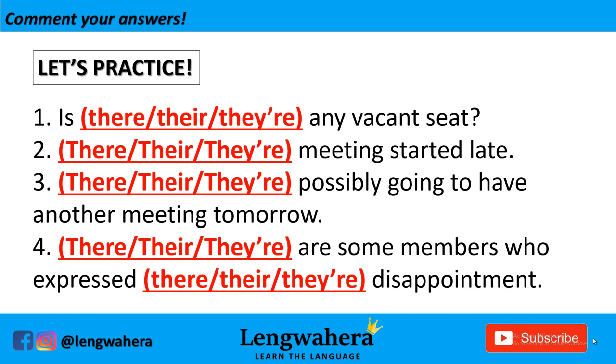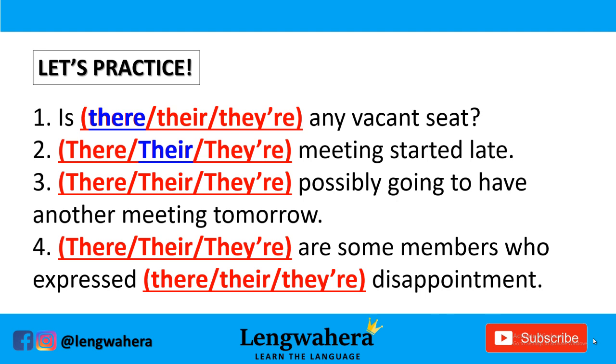So here are some sentences for us to practice. Number 1, is there any vacant seat? Here the correct answer is there. Number 2, their meeting started late. So here what we need is their, the possessive determiner.